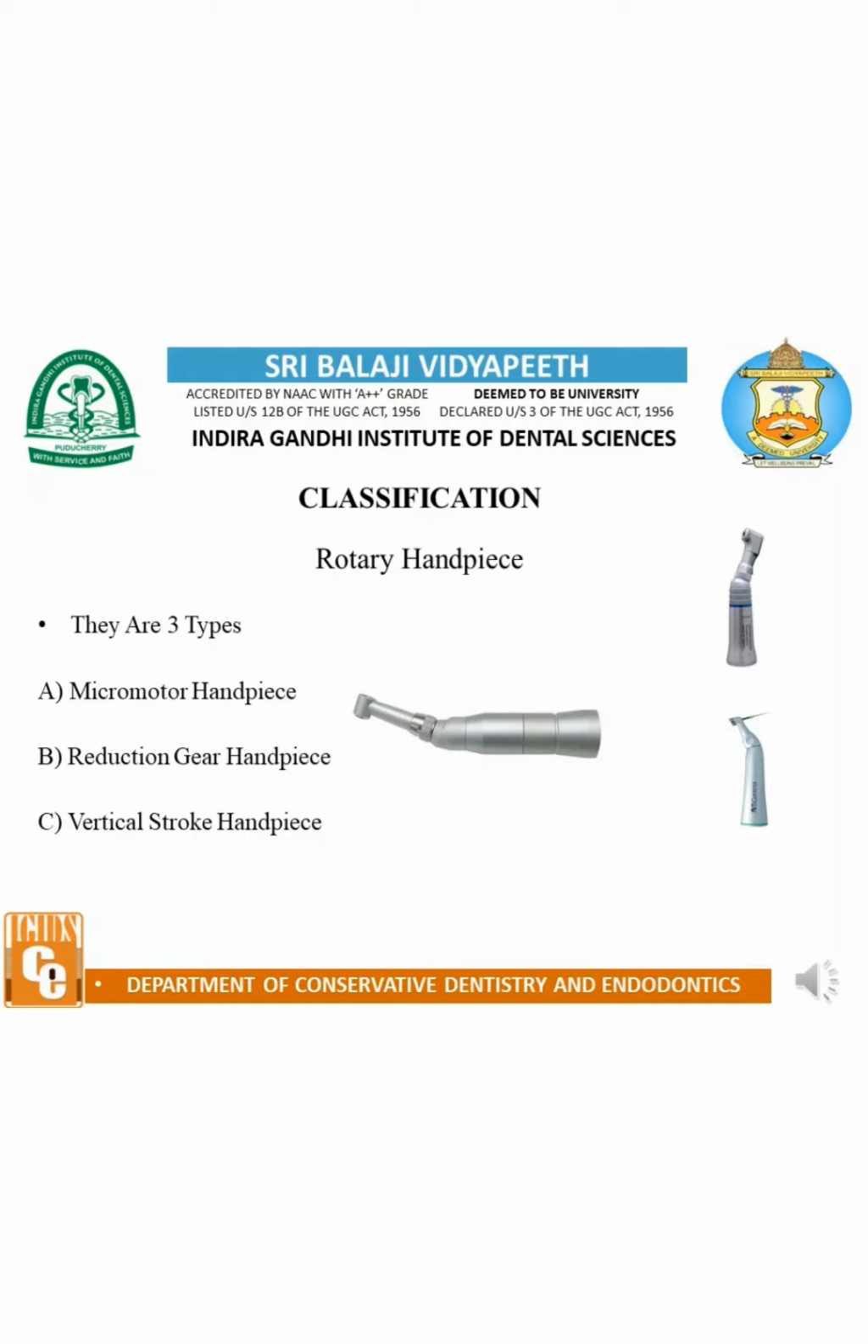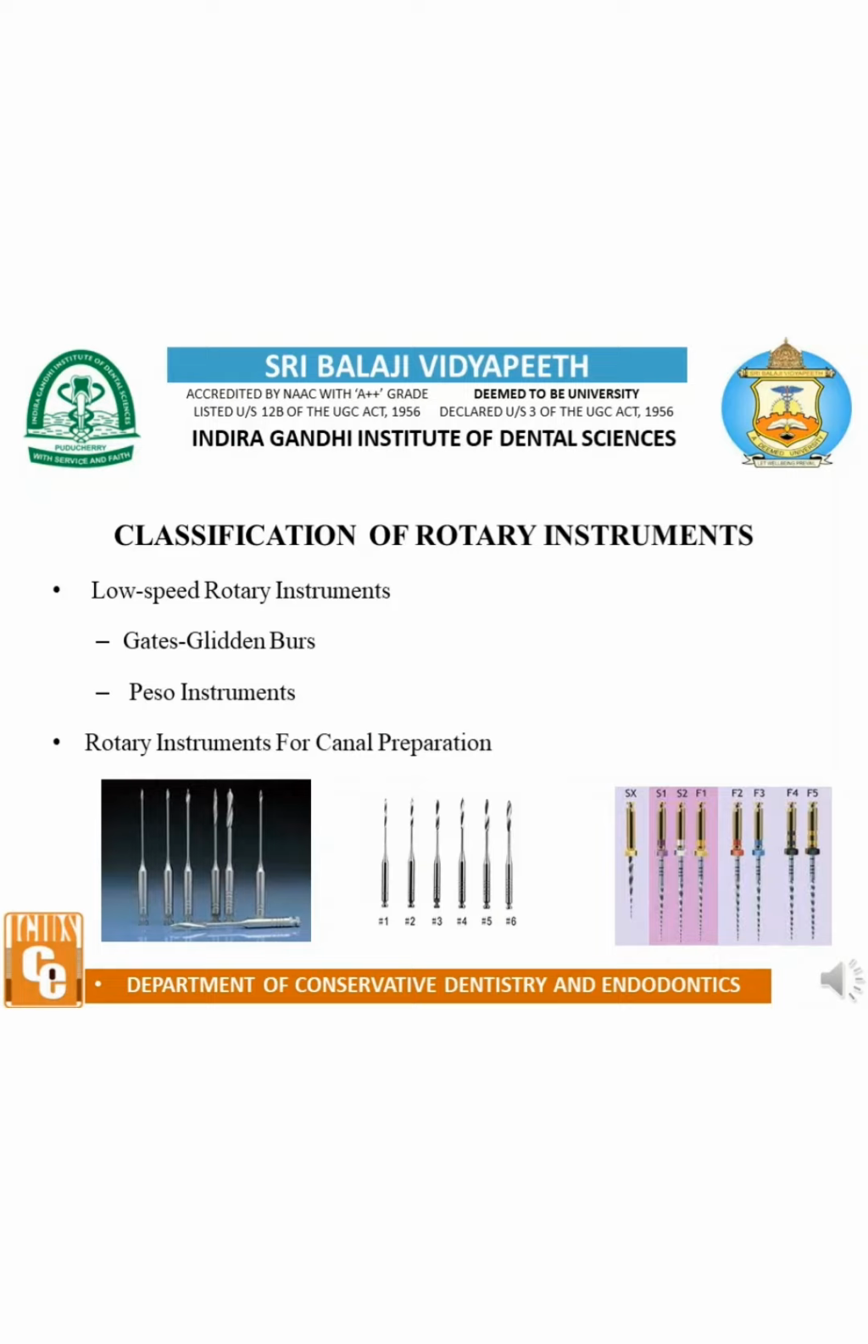Rotary handpiece. There are three types: micromotor handpiece, reduction gear handpiece, vertical stroke handpiece. Classification of rotary instruments. Low speed rotary instruments, which include Gates Glidden burs, Peeso reamers. Rotary instruments for canal preparation.